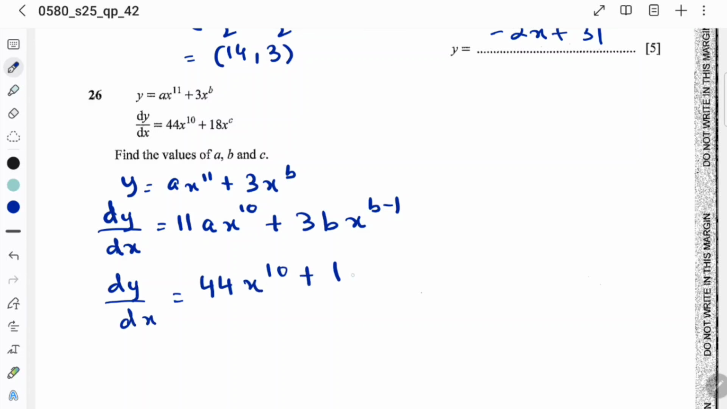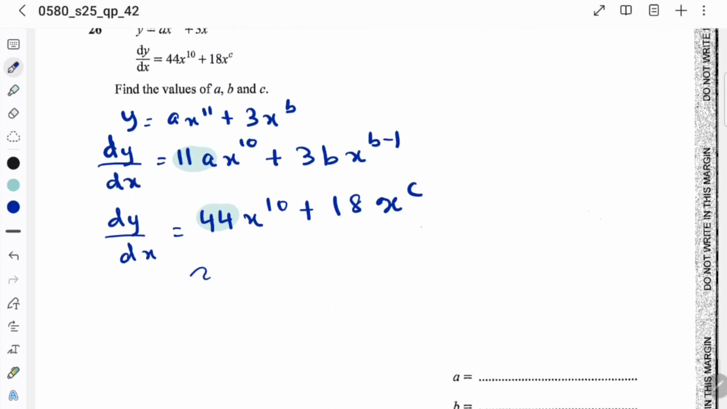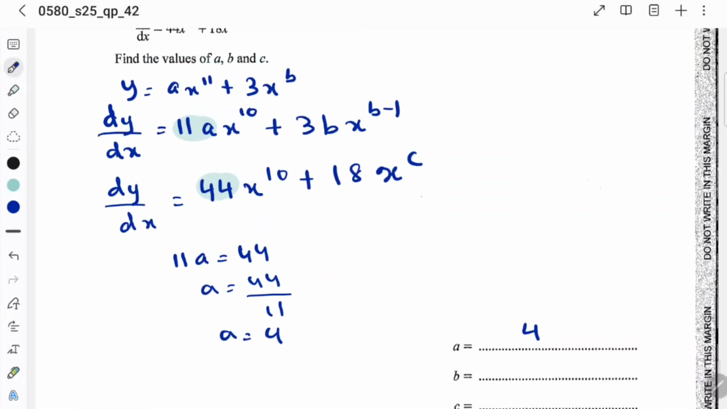And the other dy upon dx is 44x power 10 plus 18x power c. Compare: x power 10, 11a equals 44, then a equals 44 over 11, which is 4. A equals 4. Now just try b. 3b is equal to 18. b is 18 over 3, which is equal to 6. 3 times 6 is 18.